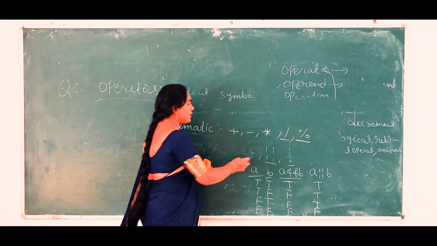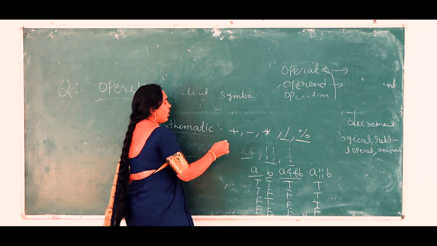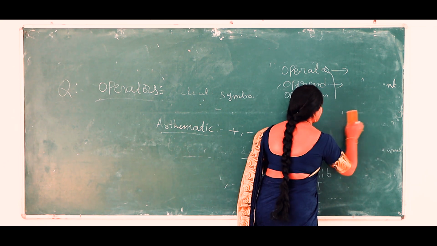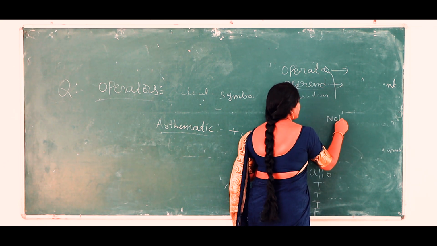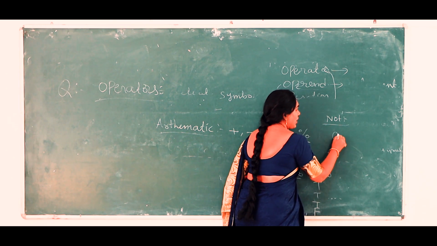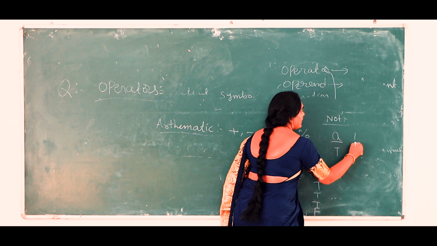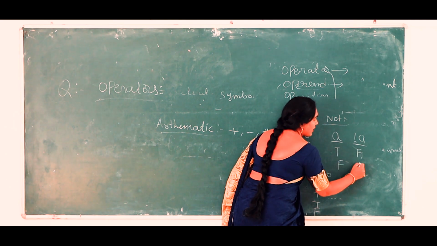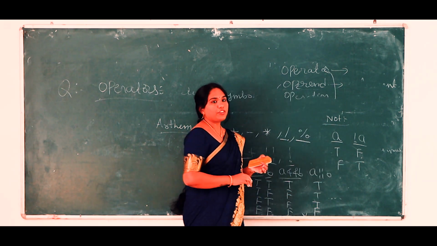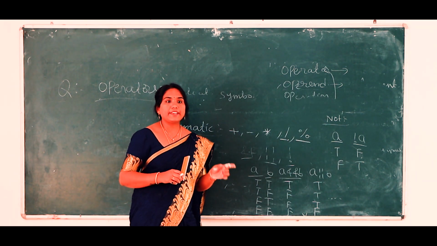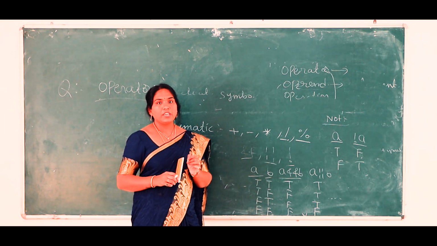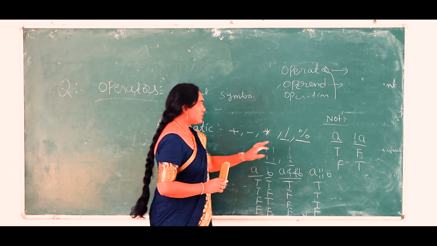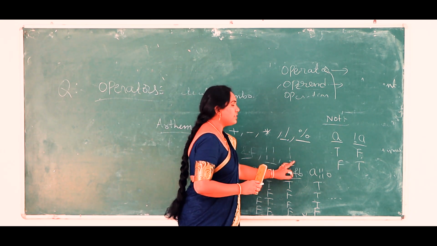Okay. And now come to the point of not. The not has only a single statement. If A is true, not A is false. If A is false, not A is true. It is quite the opposite. If you enter true, not A gives you false. If you enter false, not A gives true. This is about the logical and, or, and not.